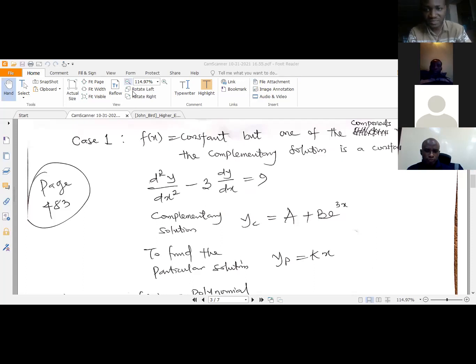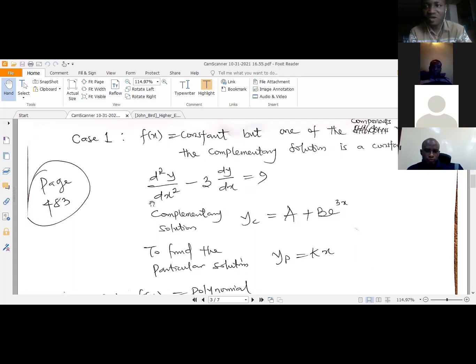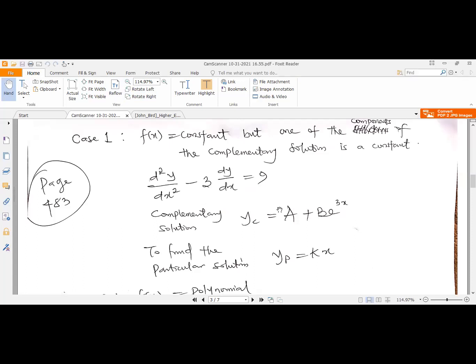So let's proceed. Look at this case now. Can you all obtain the complementary solution in this case? Yes, sir. Now, look at the particular solution that I assume. I assume y_p equals k multiplied by x. Why do I need to add x? Because there is a constant already in the complementary solution.